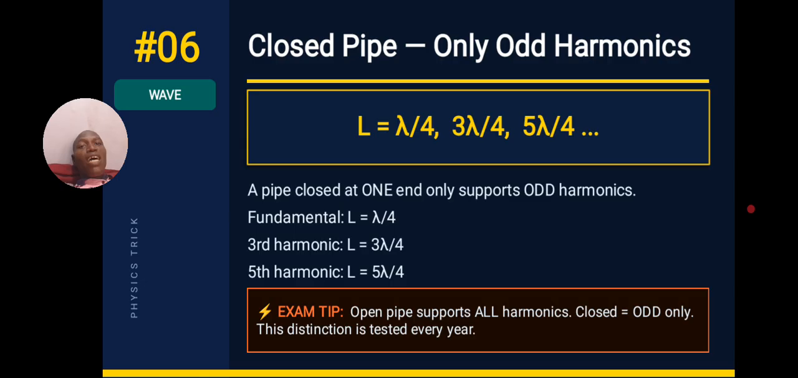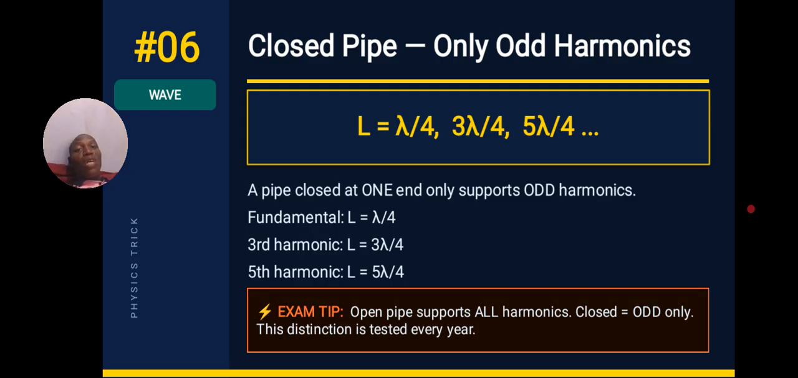Now, still under waves, we talk about the closed pipes and the open pipes. So the closed pipes have only odd harmonics. They don't have 2, they don't have 4, they don't have 6. They only have 1, 3, 5, and so on. If you observe here, our L is equal to lambda over 4, 3 lambda over 4, or 5 lambda over 4. I hope you are seeing that.